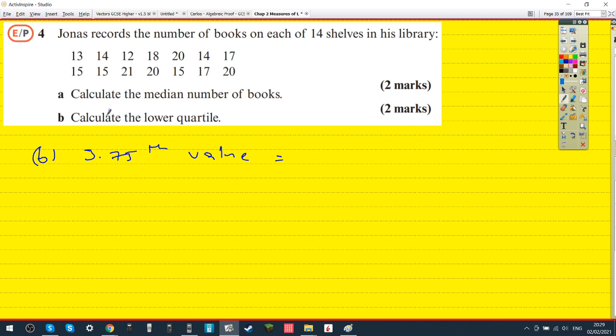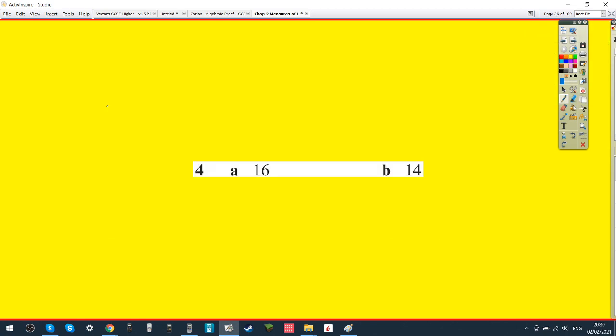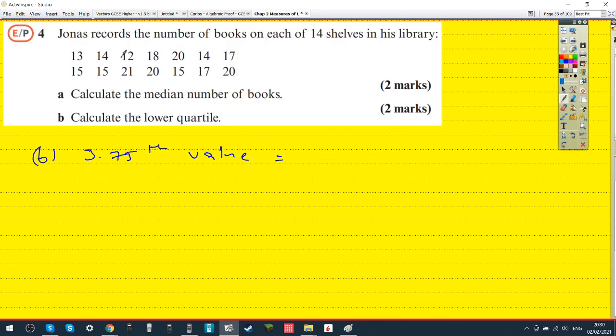The 3.75th value. Oh no, they're not smallest to biggest. Oh, come on, man. Hang on. All right, hang on. So what are just the small ones? The smallest is 12. It'll go 12, 13, 14, 12, 15. 13, 14, 15. That might be enough. No, there's two 14s. Oh, is there? Oh, another 14 there. And then lots of 15s.